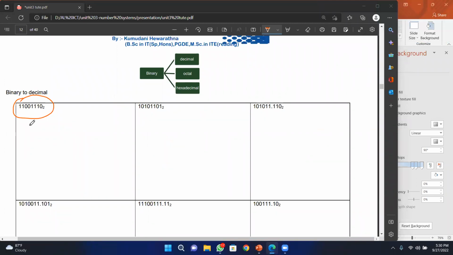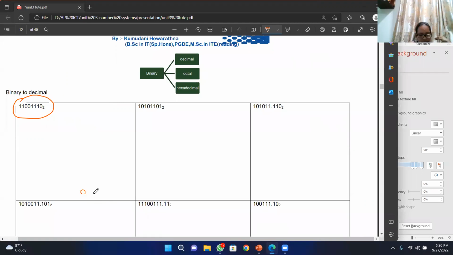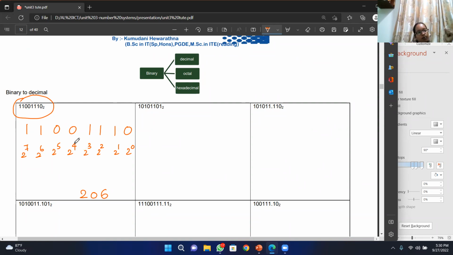Right. 206 to the base 10. 206. Yes, teacher. Let's see. 1 1 0 0 1 1 1 0. Starting from 0 1 2 3 4 5 6 7. So now the 0 things I am not going to calculate because no need to consume our time in order to calculate zeros. Just omit zeros, right?